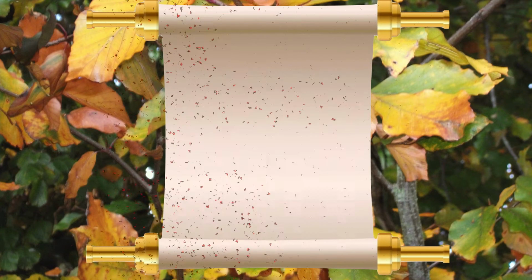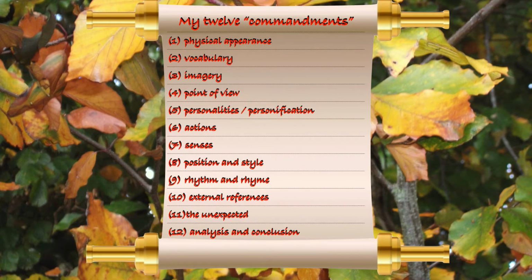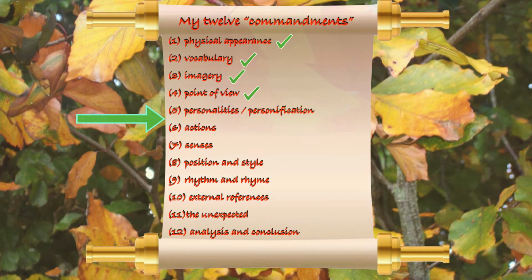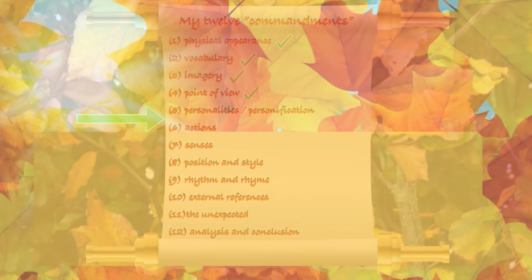So let's go to the magic list again, and we've whacked our way through physical appearance, vocabulary, imagery, point of view, and we are now going to deal with the actions and senses of the poem after we have dealt with this little item, personification, which is extremely important in lyric poetry.